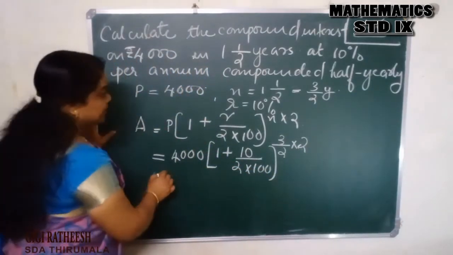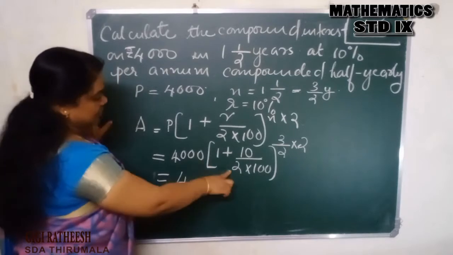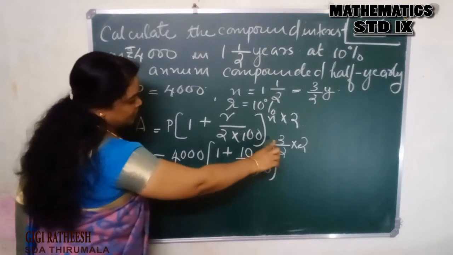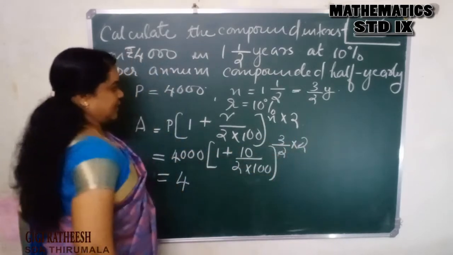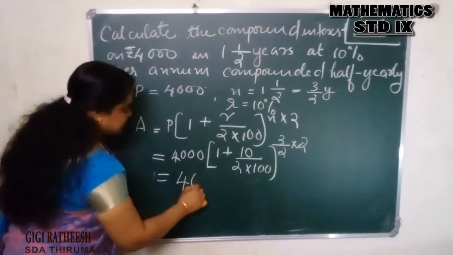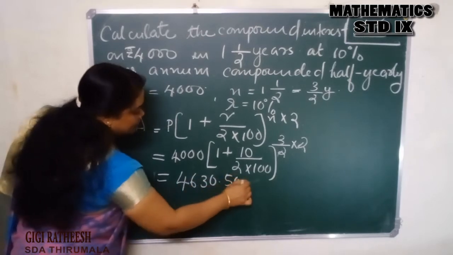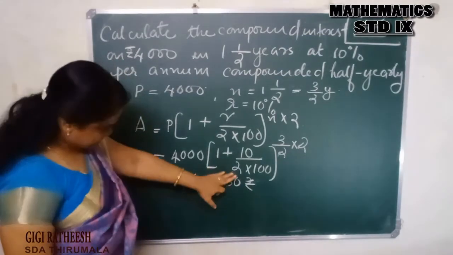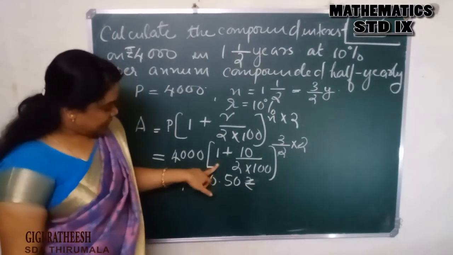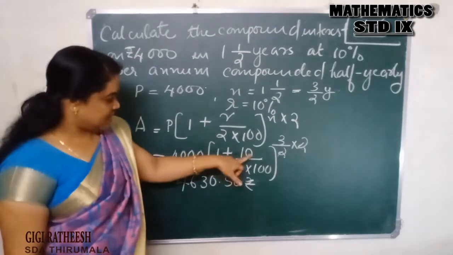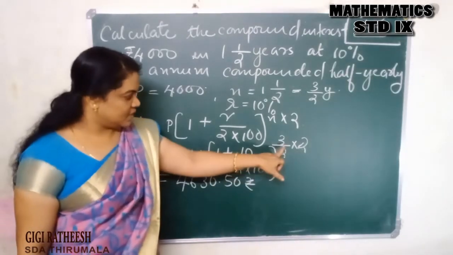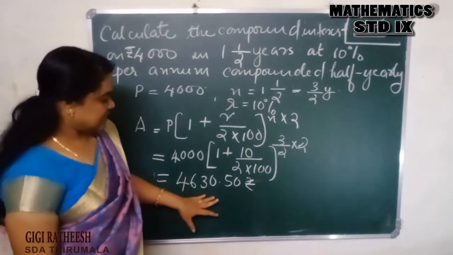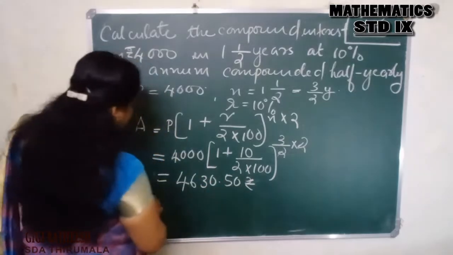Calculating this, we get 4000 into, 2 into 100 is 200, 1 plus 10 by 200, that is 110 by 200 the whole raised to, cancelling this 2, we get raised to 3. Calculating this we get the value 4630.50 rupees. After taking the LCM 200, that is 200 plus 10, that is 210 by 200 the whole raised to, cancelling this 2, raised to 3. After calculating this we get 4630.50 rupees, and that is what CI is.